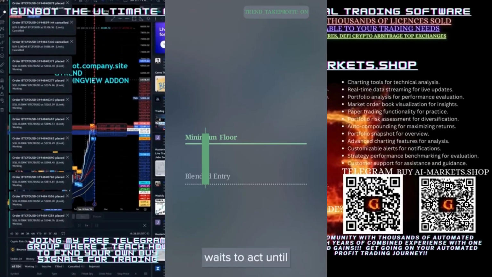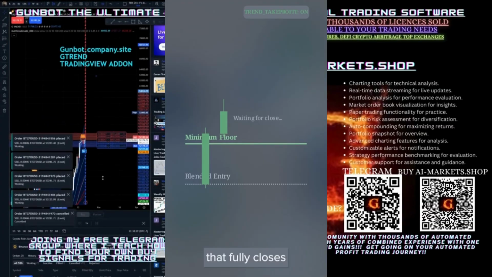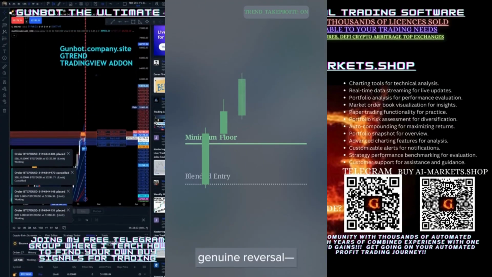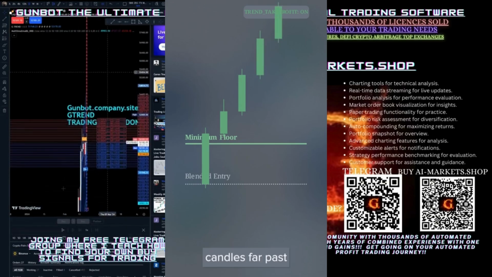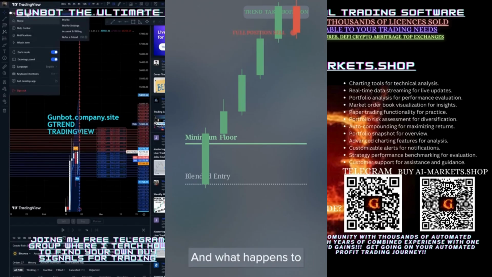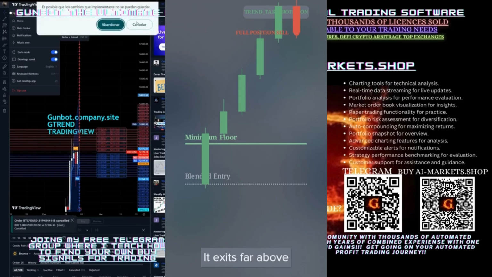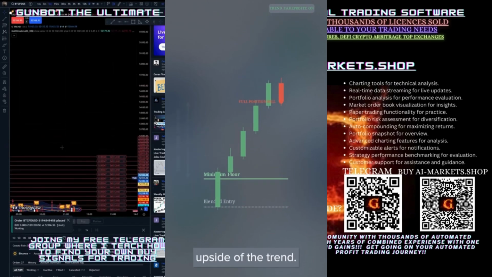The system now waits to act until a specific condition occurs: a bearish candlestick that fully closes to indicate a genuine reversal, a confirmed red candle. The price rides a sequence of green candles far past the original 1% floor. When that confirmed red candle finally appears, the system executes the entire position sell. And what happens to that initial blended position from our entry example? It exits far above the original target, capturing the full upside of the trend.